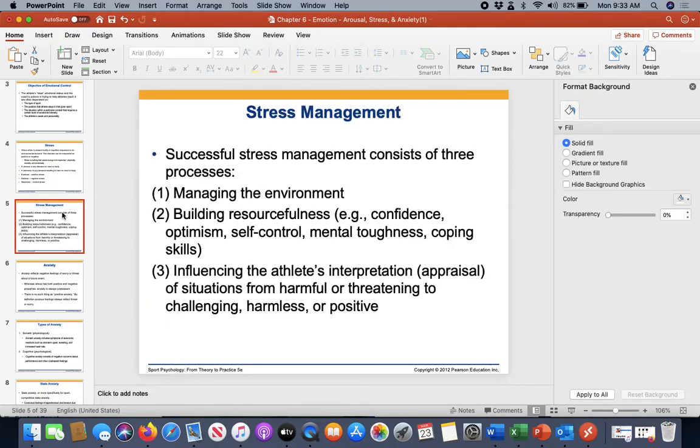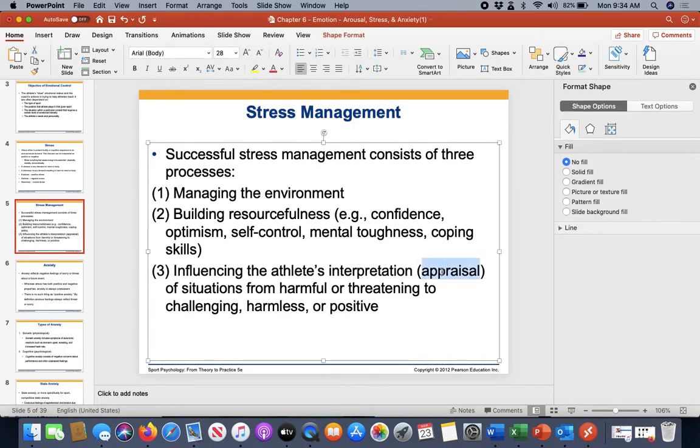As far as stress management goes, what are we trying to do with athletes and exercisers here? We're trying to manage the environment and build resources, so create this resourcefulness where you can take control of that situation. Then you need to have the athlete or exerciser interpret their surroundings to see if it really is harmful or threatening. If it's not, then we have to try to change their mindset to that. An athlete's interpretation, another word for that is appraisal. How we appraise a certain situation, how we interpret a certain situation. Those are the three ways that stress management can really come into play.